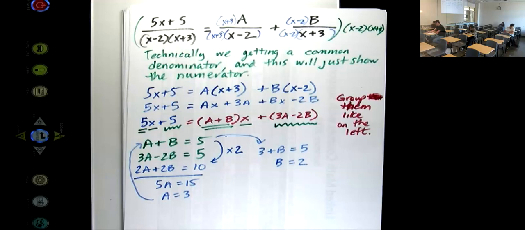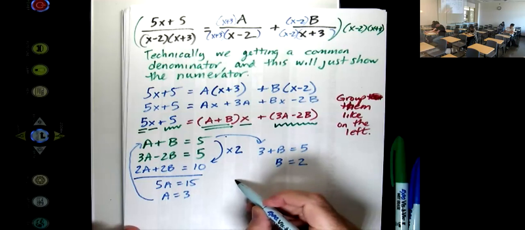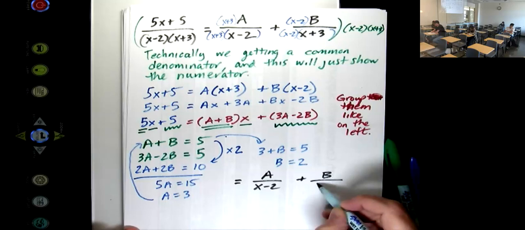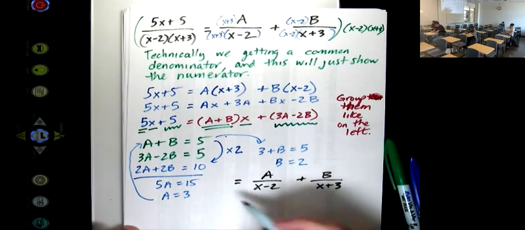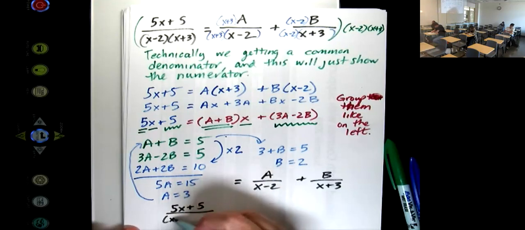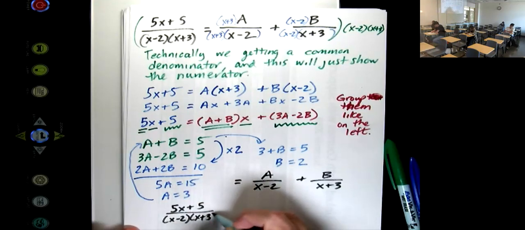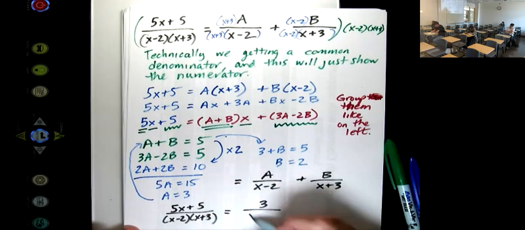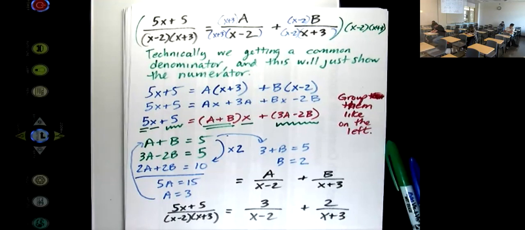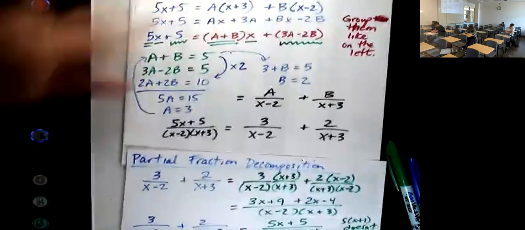Almost done. Now recall, we started off with, we said this was a over x minus 2 plus b over x plus 3. Now we just plug it in. 5x plus 5 over x minus 2 times x plus 3 equals 3 over x minus 2 plus 2 over x plus 3. And look at that. That's what we started with.